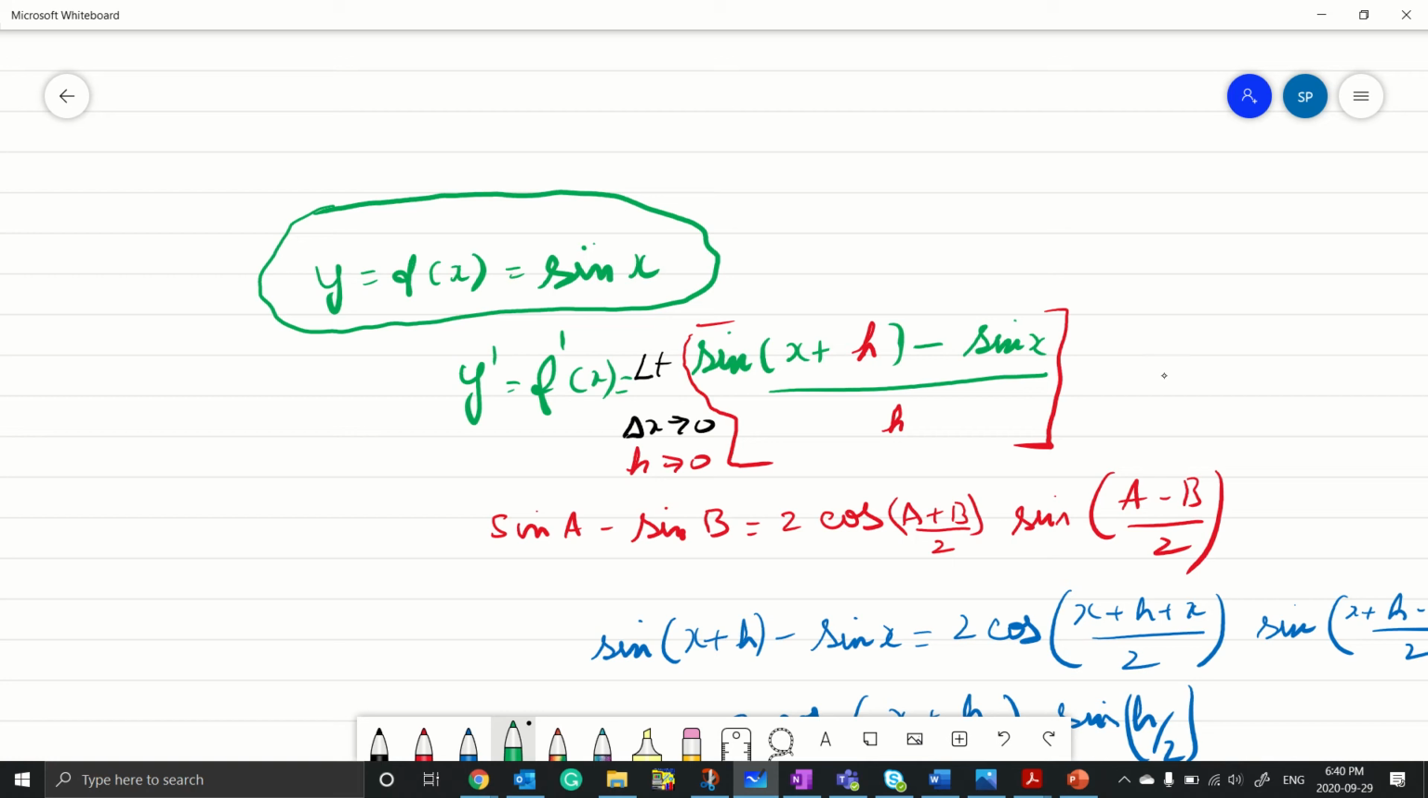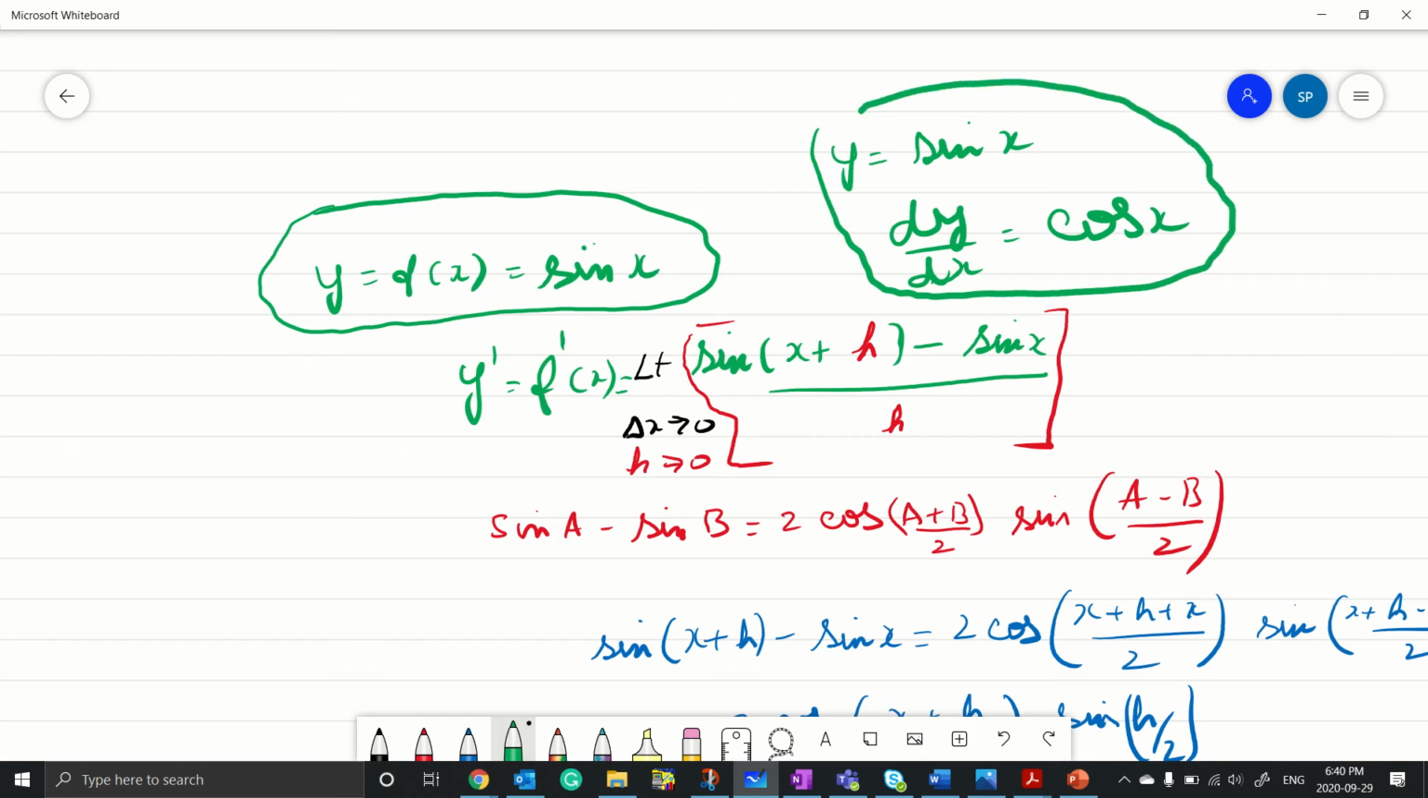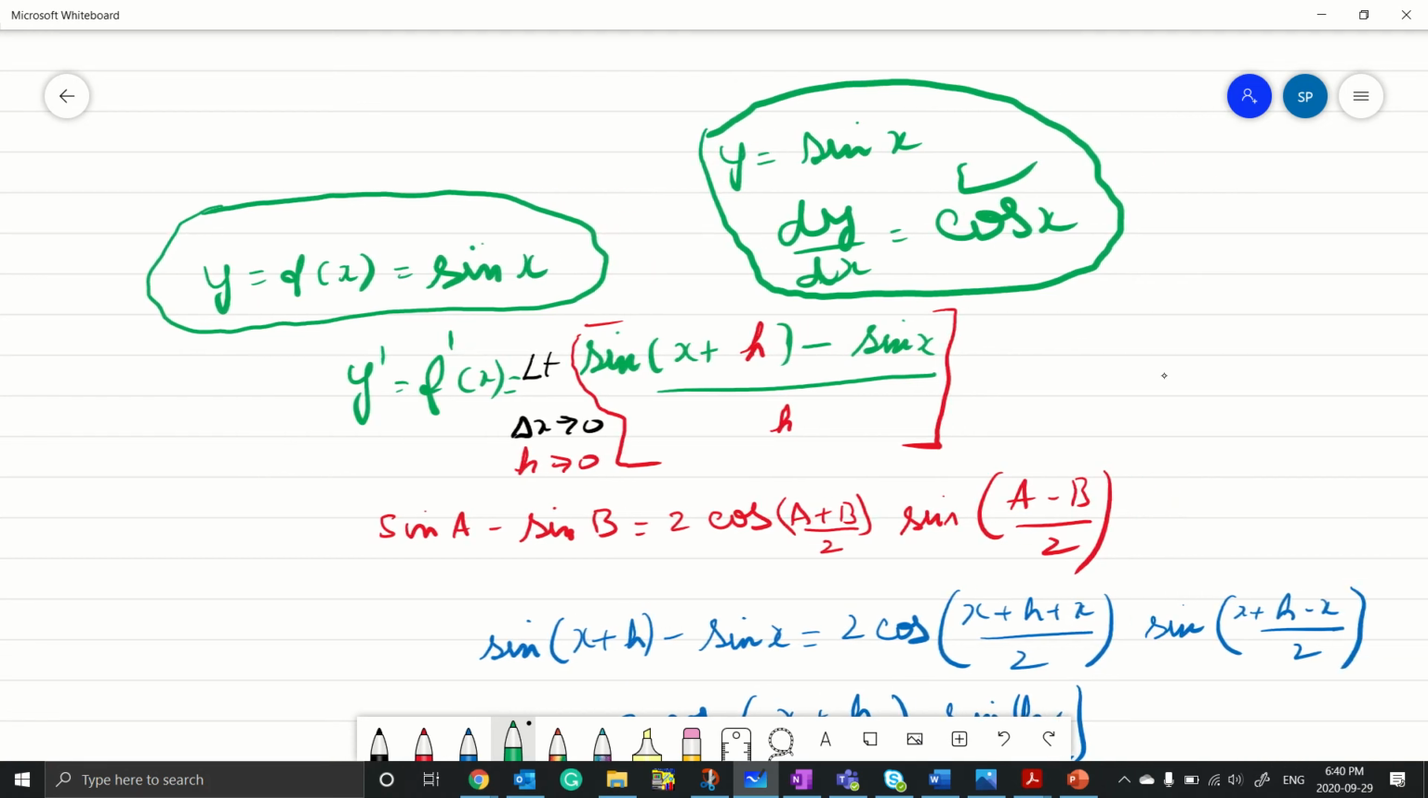Now, you already know that if y is sin x, dy by dx is cos x. You already know that, okay. But I am going to show you how we derive this formula. There are many ways to derive the formula, but how did we derive this formula using the first principle method, also called FPM. I use FPM with my students, first principle method, okay.